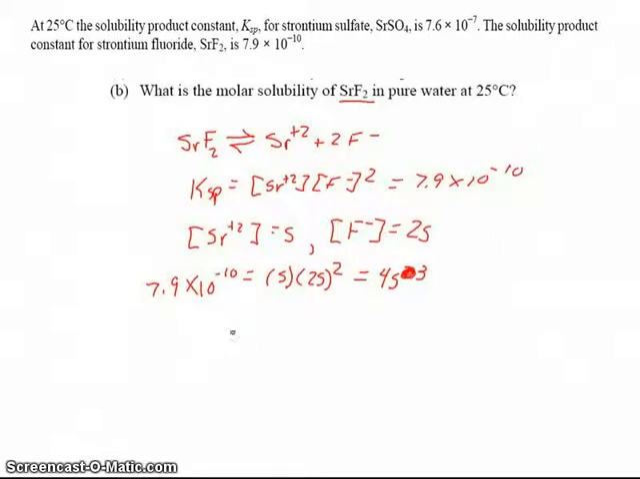And so now we want to solve for S. If we break this down and do the algebra, then S is equal to 5.8 times 10 to the minus 4 molar solubility for the strontium fluoride. So it is a lesser value than the strontium sulfate we saw in the previous calculation.